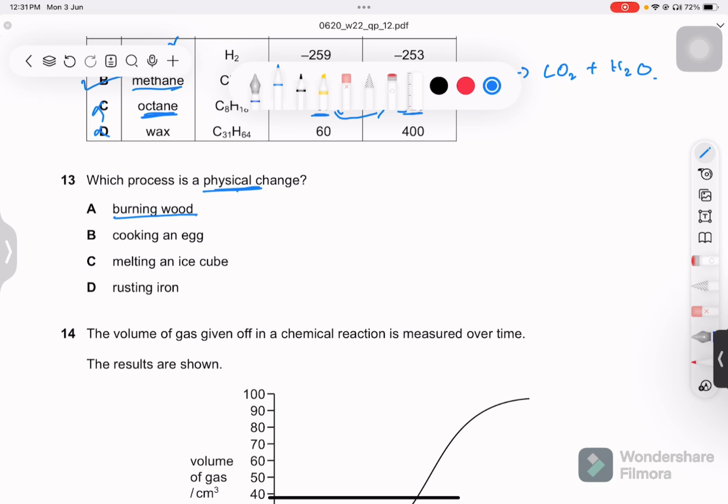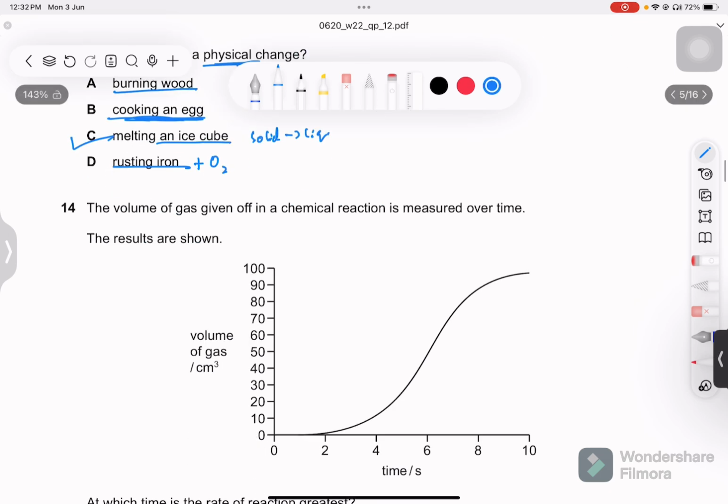Next, melting an ice cube. No reaction is taking place here. And by the way, we mix oil and other things in cooking an egg, so they chemically react. Melting an ice cube is just a physical change because the state of matter is changing, solid to liquid. Rusting iron is a chemical change. Iron reacts with oxygen in the presence of water to produce rust. So only option C is correct.